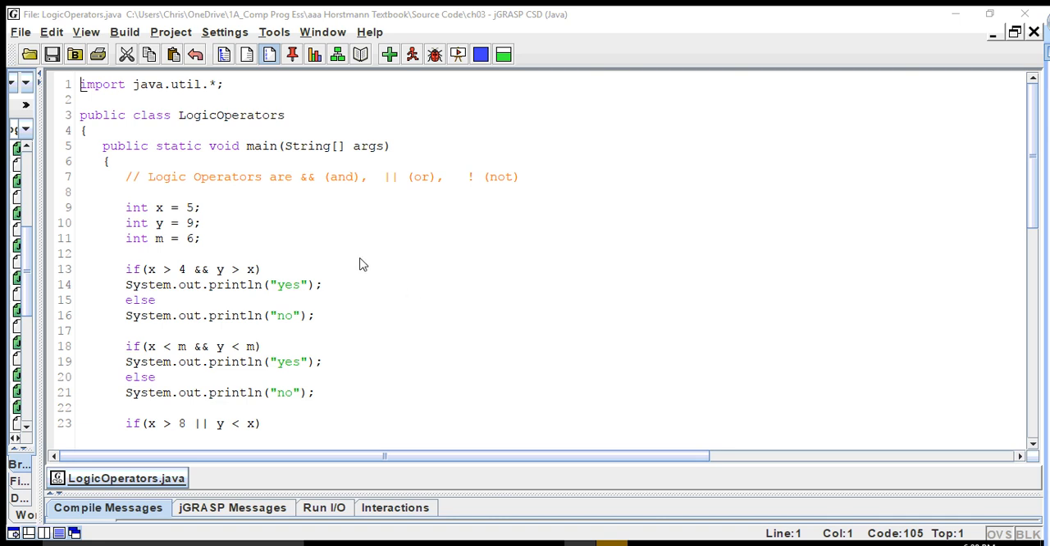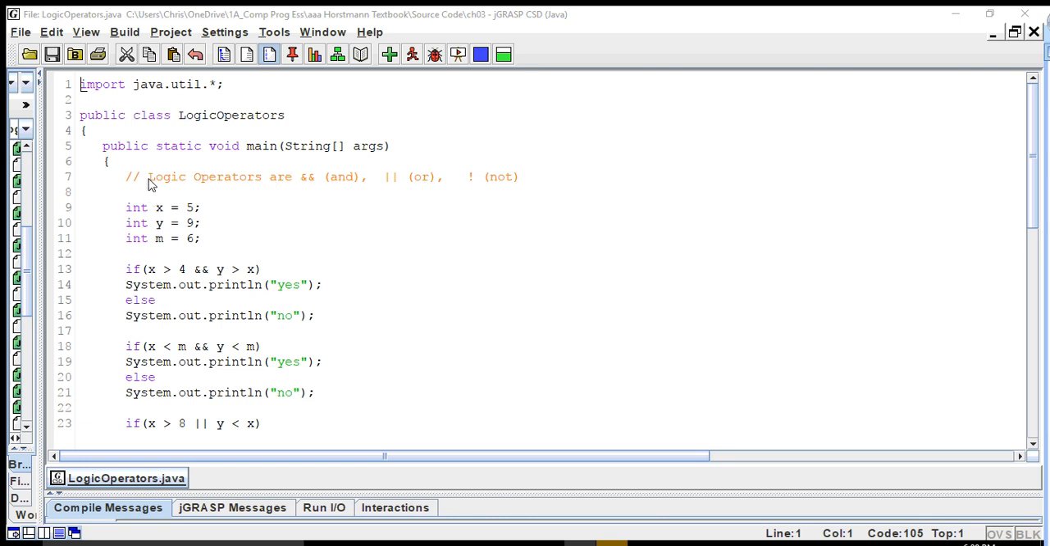Okay, this video is going to discuss something that will be on the final exam, and that is logic operators, which we didn't have a chance to go through during class or during chapter 3. And so here's the thing, it's actually fairly simple.